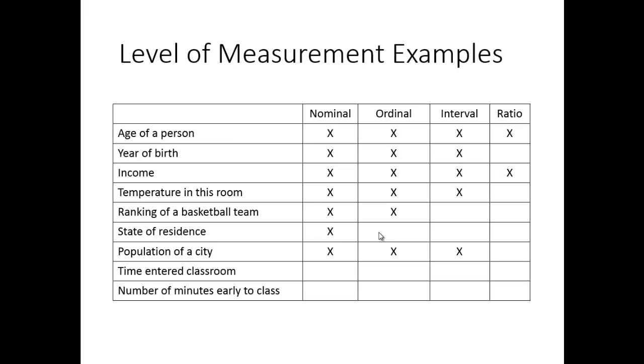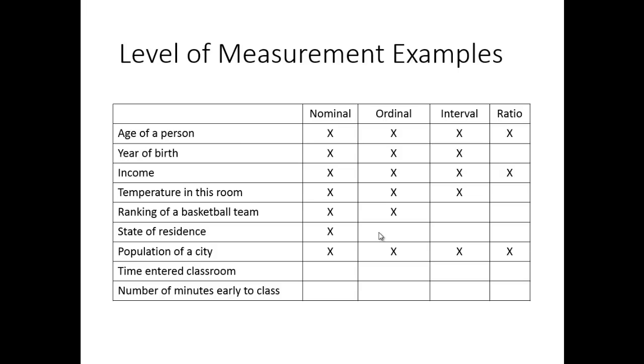You could say one city has 20,000 more people than another. And you could do ratio as well here. That would be a city of population 50,000 is twice as big as a city of population 25,000. Or population of 0 means no people, the absence of people.